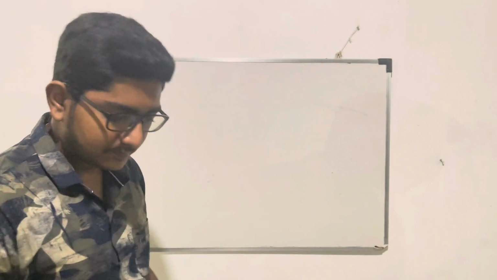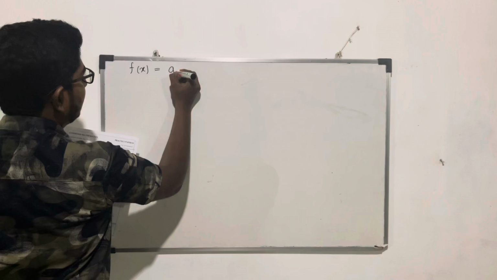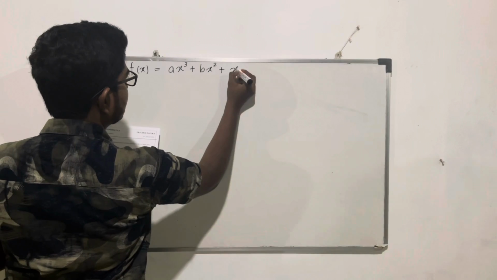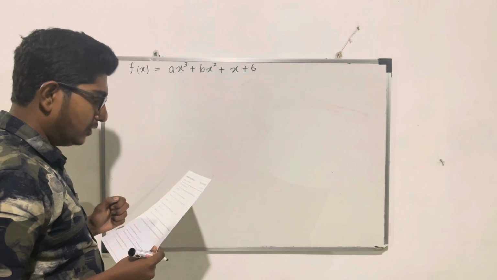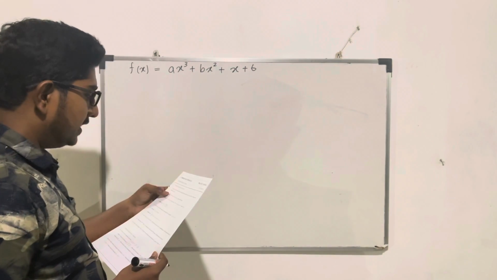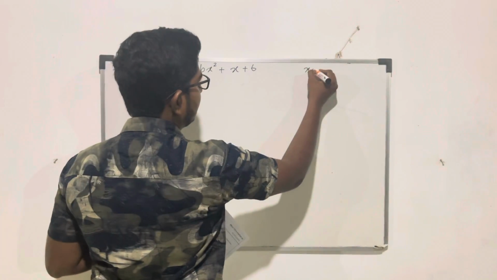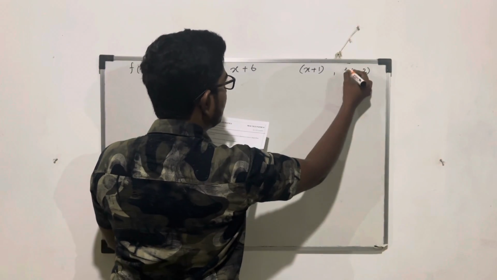It says x plus 1 and x minus 2 are factors of the polynomial f of x. A polynomial is given: f of x equals ax cube plus bx square plus x plus 6. So this is the polynomial given. Then we have to show the values of a and b according to the data. The data are that x plus 1 and x minus 2 are factors.